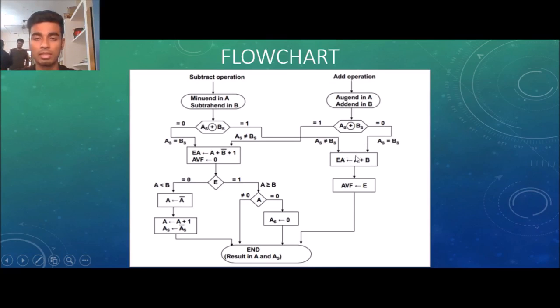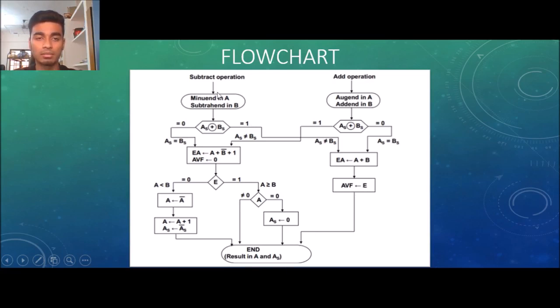Now let's have a look at the addition. So when AS equals BS, we'll just compute the value of A plus B and store it in EA, and the carry that is generated, that is stored in E, will be moved to the add overflow register, and this way we get the final result, which is stored in A and AS.